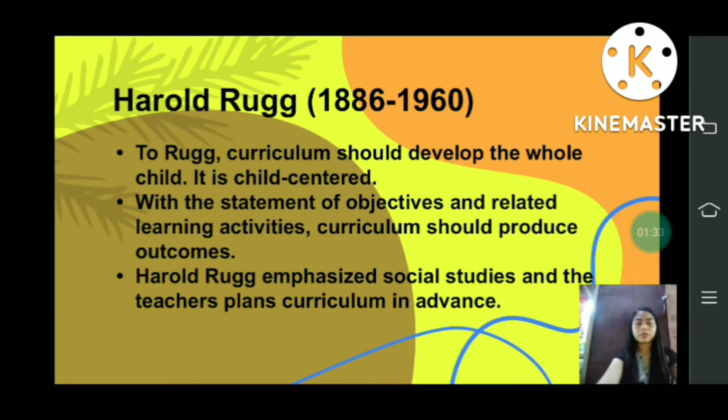According to Harold Rugg, the curriculum should develop the whole child. It is child-centered. With a statement of objectives and related learning activities, curriculum should produce outcomes. Harold Rugg emphasized social studies, and the teacher plans the curriculum in advance.